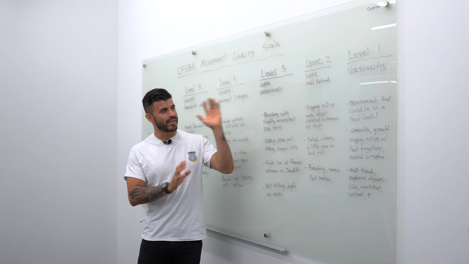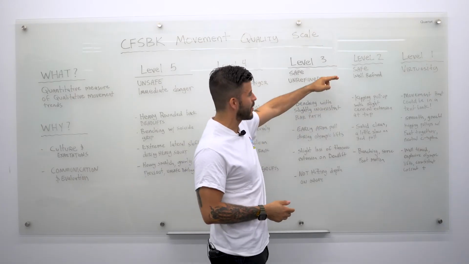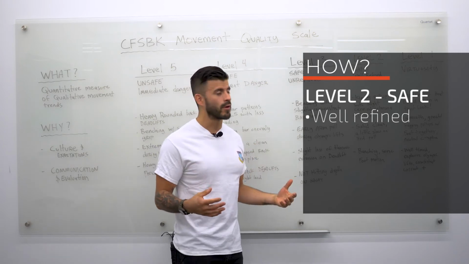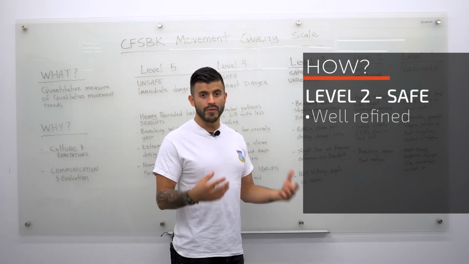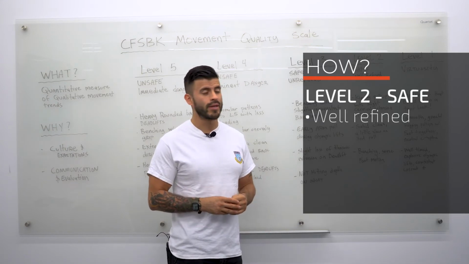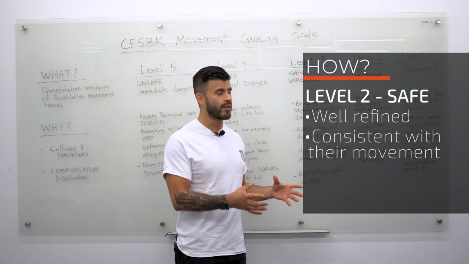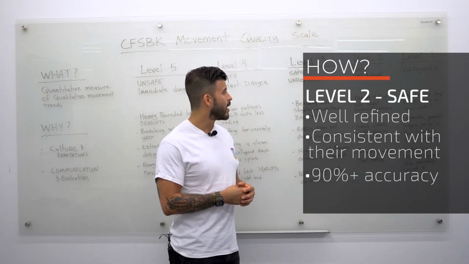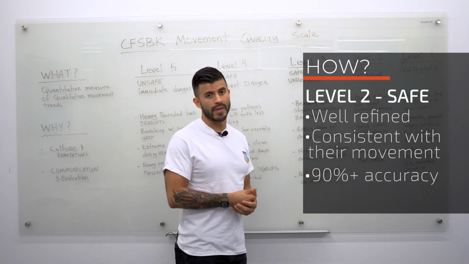All right, so then we move on to level 2. Level 2 movement is safe and well refined. This would be characteristic of a member you've had coming for quite a while. They're coachable, they're moving pretty well, there's no egregious errors, they're consistent with their movement. If you look at the model of a movement, they're working at about 90% plus accuracy to that model. And really this is where we want to get our group classes to.